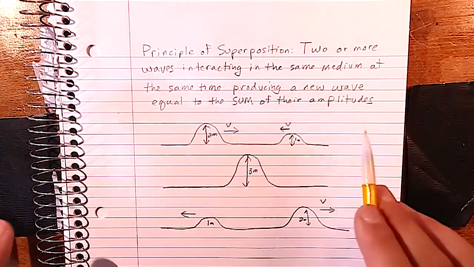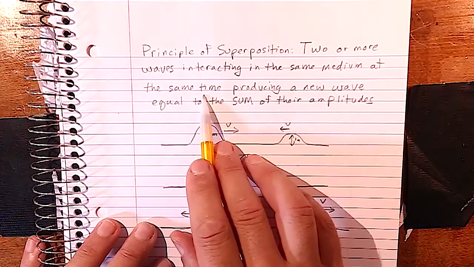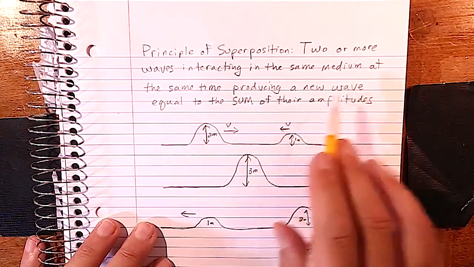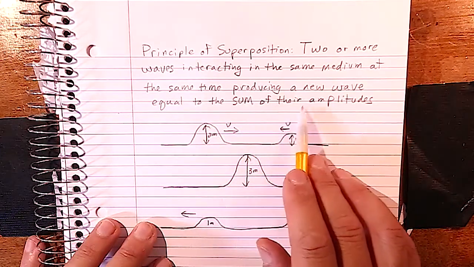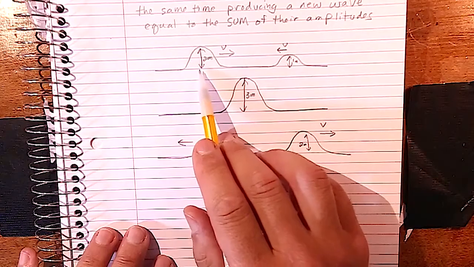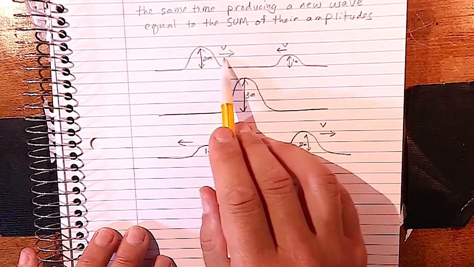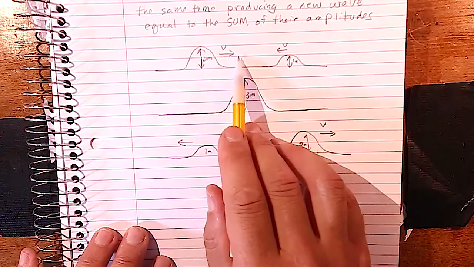In other words, they're crashing into each other. That's all that means. And they're doing this at the same time. They produce a new wave equal to the sum of their amplitudes. So let's say we have this situation. We have a pulse, which is a wave, traveling to the right. It's propagating to the right. Its energy is traveling this way.